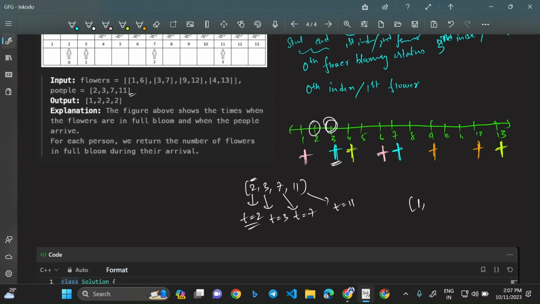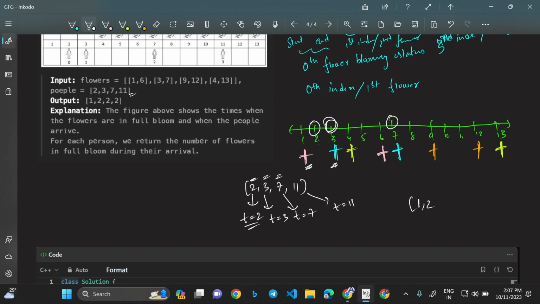So if the pink color appears once again, that means that the blooming stage has ended, but it has not appeared once again. Only one instance of pink is there and only one instance of blue is there. So there are two flowers that are still in the blooming stage. Now we are done with t equal to 3. Come to t equal to 7.